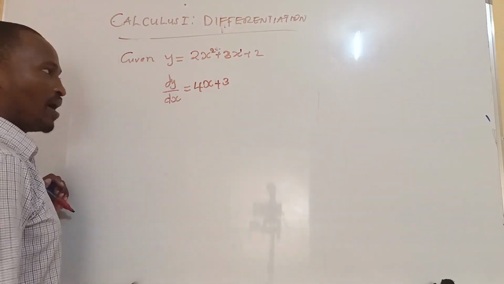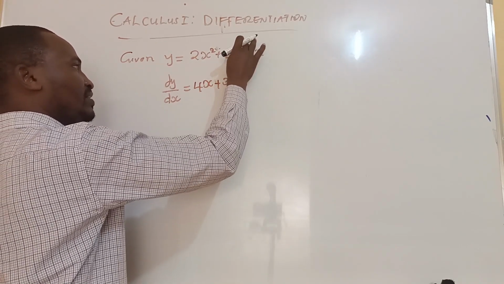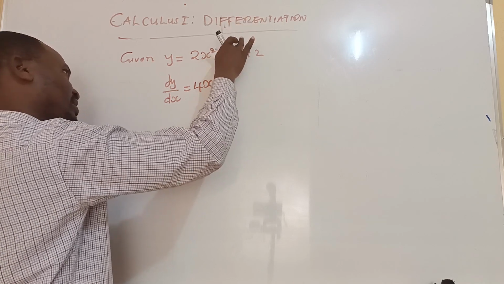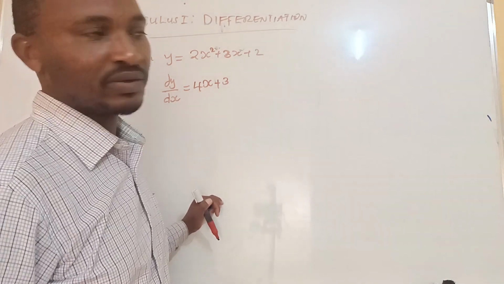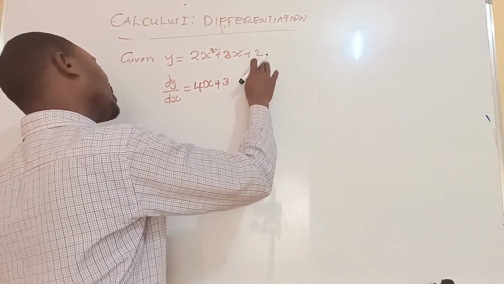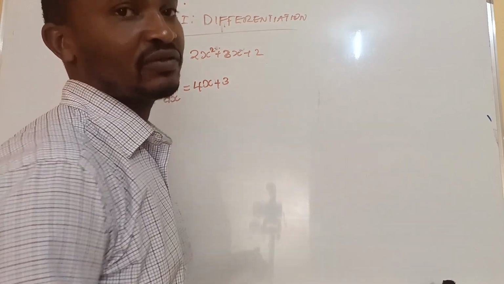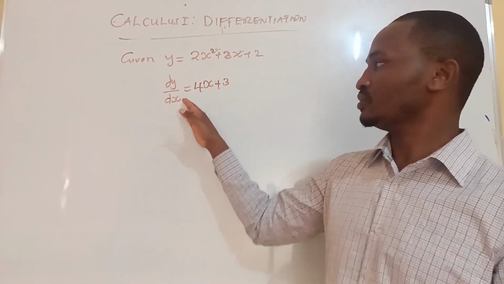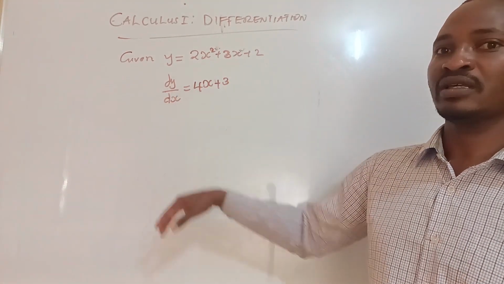Now we take the old power and subtract 1, so it will be x to the power 0. But we know any number raised to the power 0 is 1, so that x will become 1, which will be multiplied by 3 to get 3. 2 is a constant. We know if you differentiate a constant, you get 0. The derivative of a constant is 0. So I believe by now you should be able to solve simple problems like that.